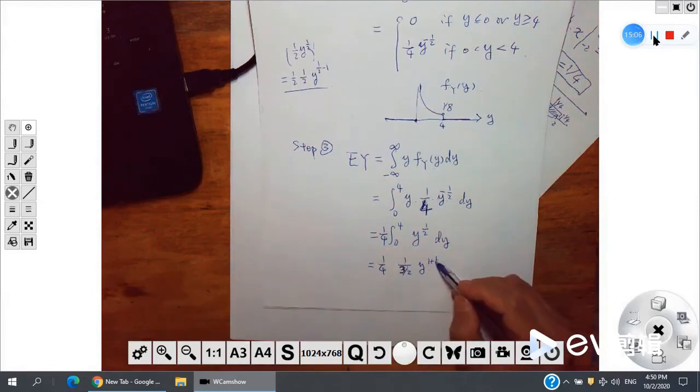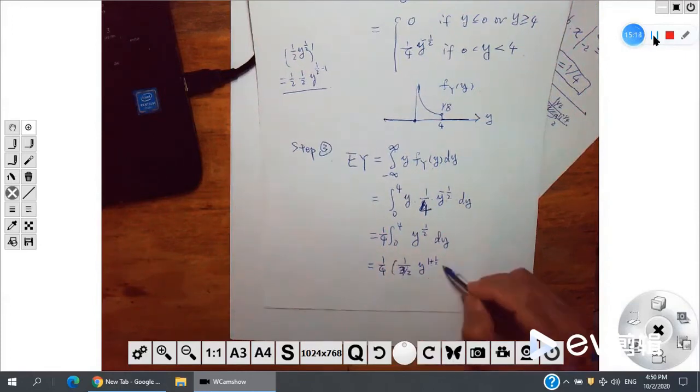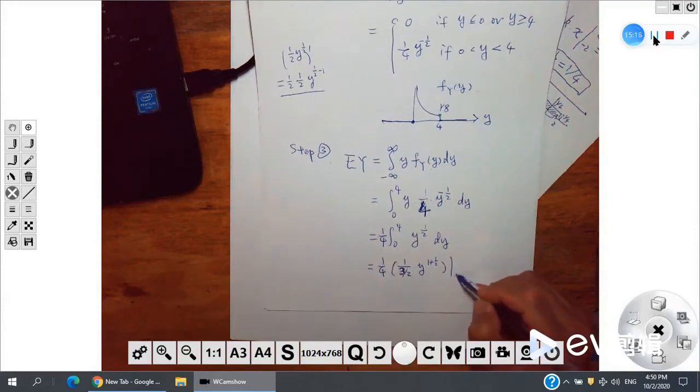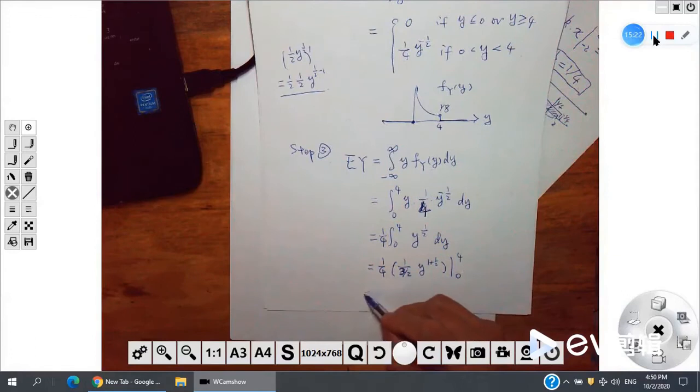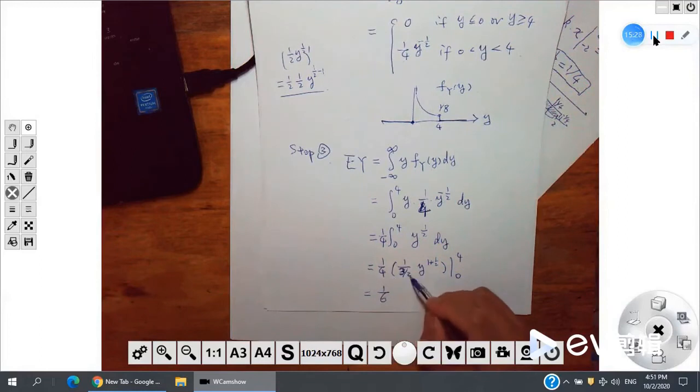Yeah, 1 plus 1/2 is 3 over 2. Okay. And y runs from 0 to 4, just 0 and 4. So these two times together give 1/6, right? 4 and 2 cancel, I have a 2, 2, 3. I get 6, so 1/6.